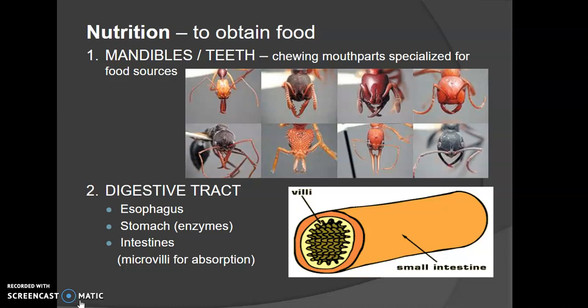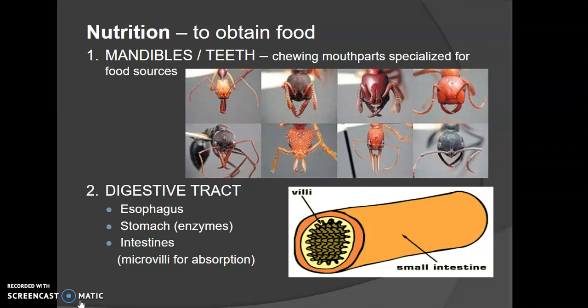Look at all those ants. They all eat different types of food, so they all have slightly different types of mandibles. And then the food goes into the digestive tract. Different animals have different ways of digesting food, but for a mammal like us, the food goes down the esophagus into the stomach where there are enzymes to continue digestion.